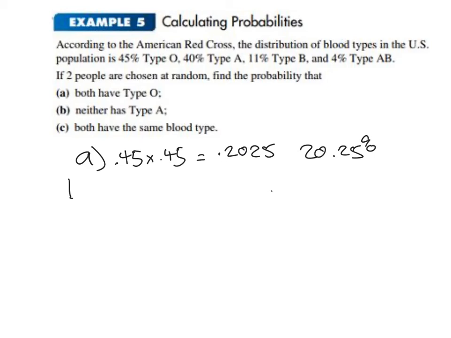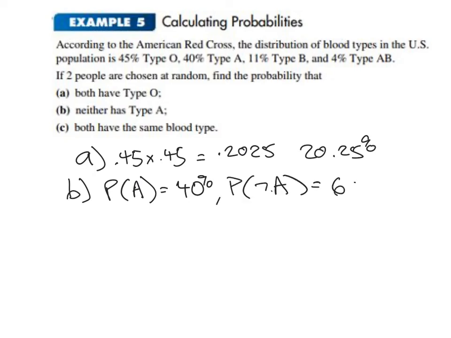To answer B, let's consider the event being not type A. Since the probability of type A is 40%, the probability of not A is 60%. So the probability of neither having type A means both have non-A, which is 0.6 times 0.6, or 0.36, or 36%.